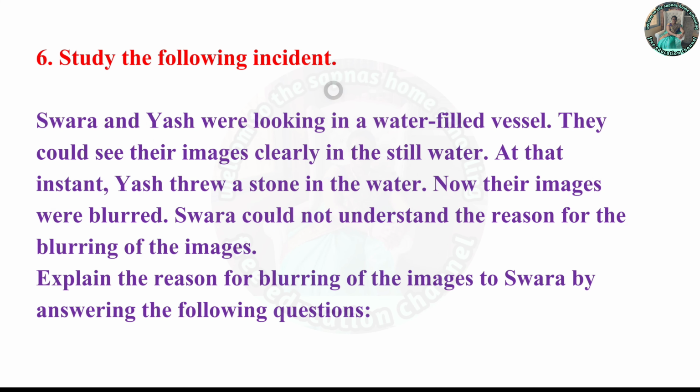Question 6. Study the following incident. Swara and Yash were looking in a water-filled vessel. They could see the images clearly in the still water. At that instant, Yash threw a stone in the water. Now their images were blurred. Swara could not understand the reason for the blurring of the images. Explain the reason for blurring of the images to Swara by answering the following questions.